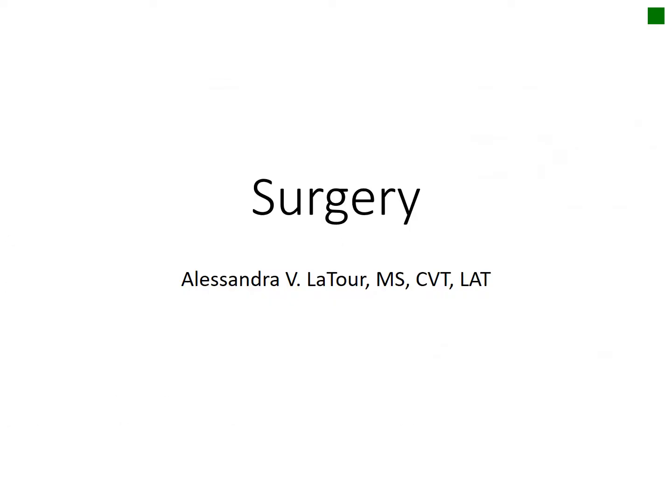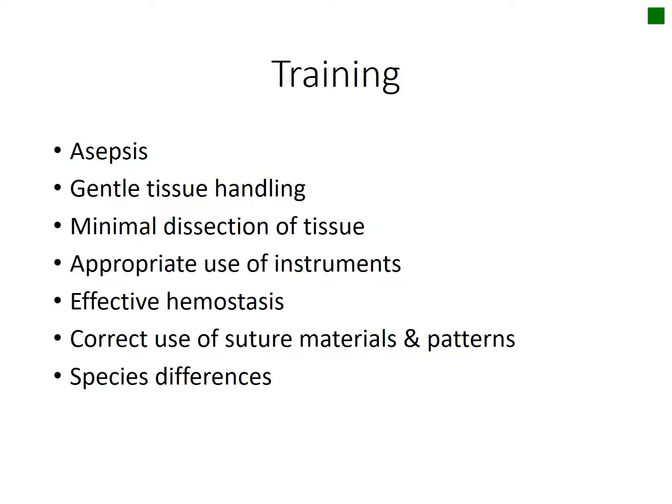This presentation will cover a little bit about surgery in lab animal facilities. As far as training goes, there are certain areas of surgery that we have to have our personnel trained in. The first is asepsis, and they also have to be able to handle tissues gently and minimally dissect them and appropriately use the surgical instruments to do this. They also need to achieve effective hemostasis, so stopping blood flow, and then correct use of suture materials and patterns to close up their patients.